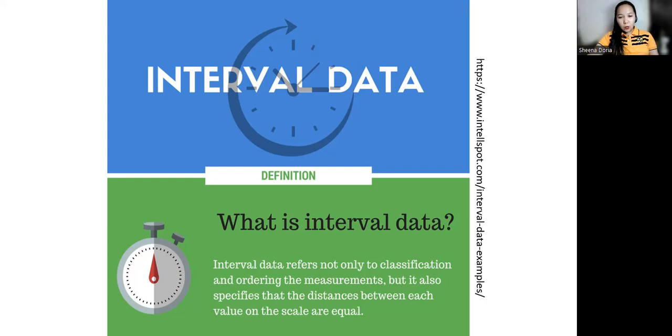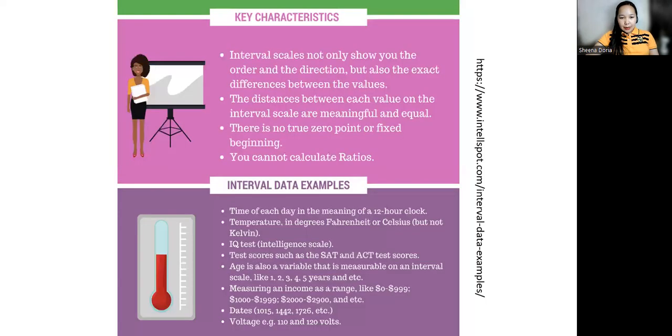scale are equal. Okay. So, key characteristics: interval scales not only show you the order and direction but also take up differences between the values. The distances between each value on the interval scale are meaningful and equal. There is no zero point or fixed beginning, and you cannot calculate ratios. So example, later on I'll give some examples.